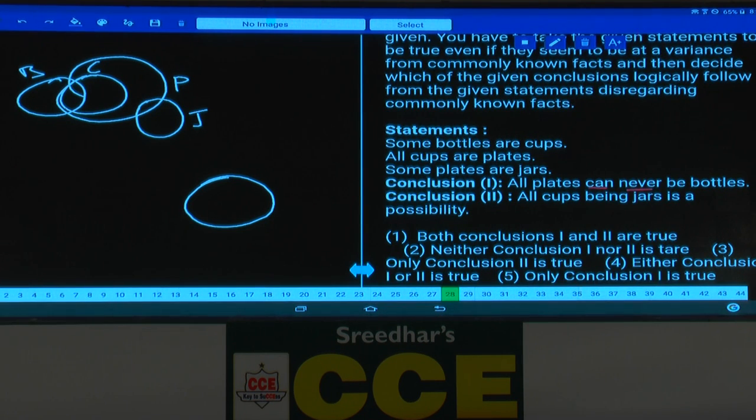Single diagram. Hence, all plates are bottles is possible or not? Yes, for me it is possible. And his claim is that it is not at all possible. Hence, his claim is wrong.